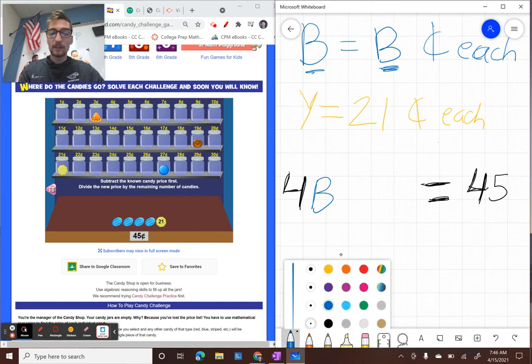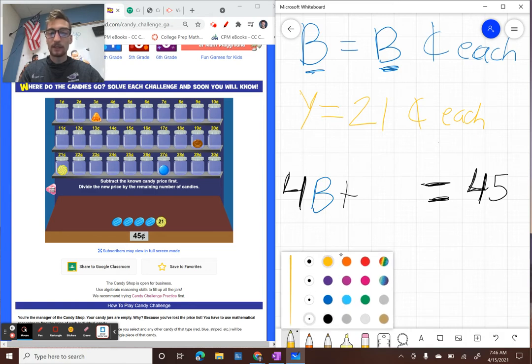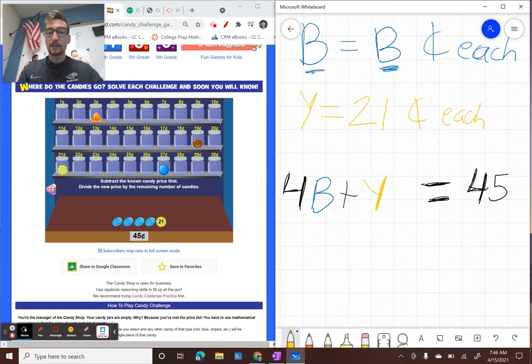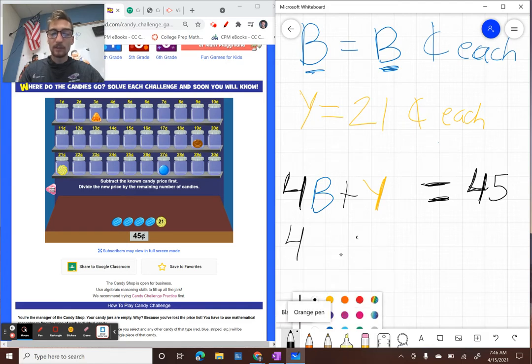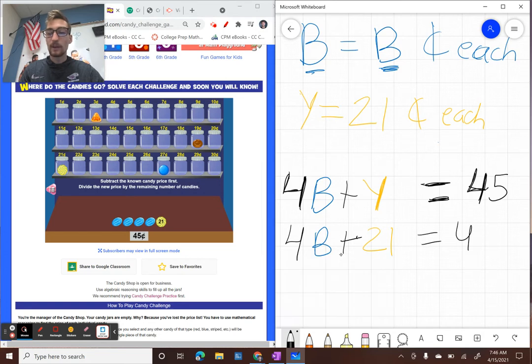That's why we're using B, plus the cost of the yellow candy. Do we know the cost of the yellow candy? Well, we sure do. So let's go ahead and rewrite this. 4 times B plus the cost of the yellow candy, and it tells us that's 21 cents equals 45.